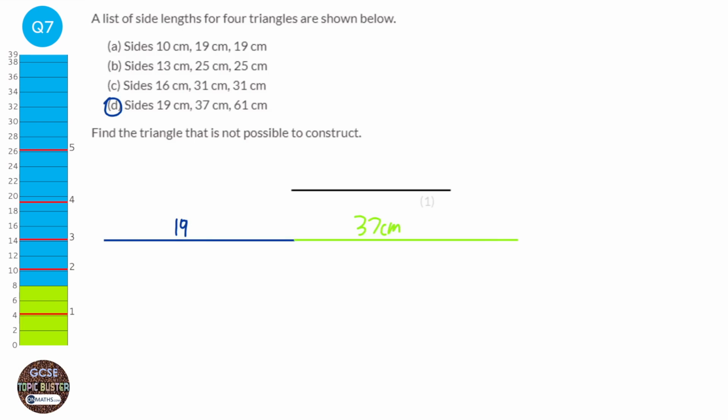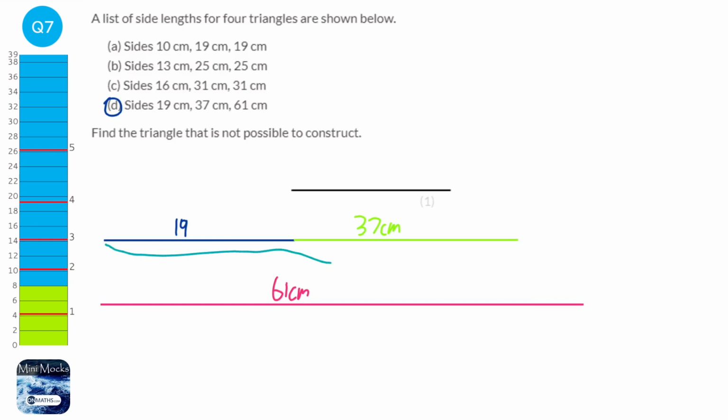And we've got one last stick, which is 61 centimeters. Now, looking at the first two sticks, the actual combined distance of them, so when we add them together, that would be 19 centimeters plus 37 centimeters, which is 56 centimeters. So that's the combined width of them.